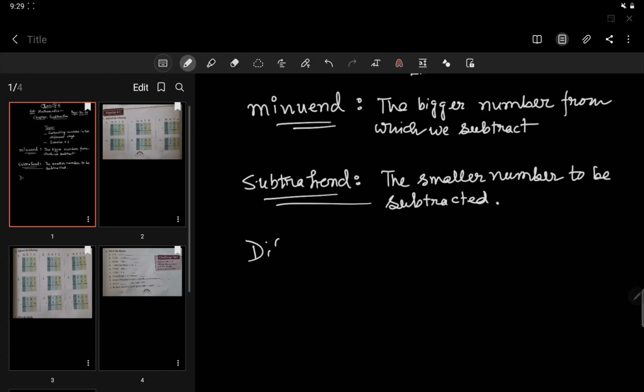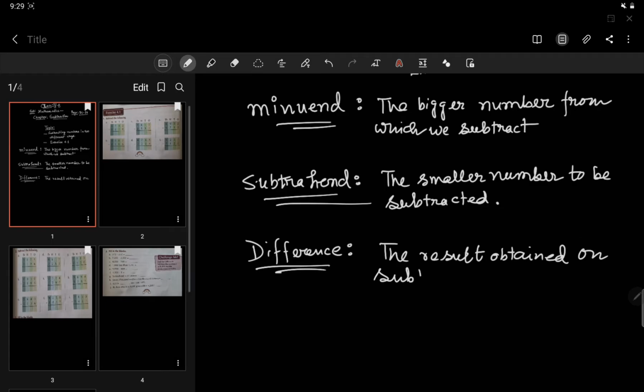And another term is difference. Do you know difference? Yes, difference means the result obtained on subtracting numbers. Okay, and in class 3 we already learned subtraction and these terms: minuend, subtrahend, difference.